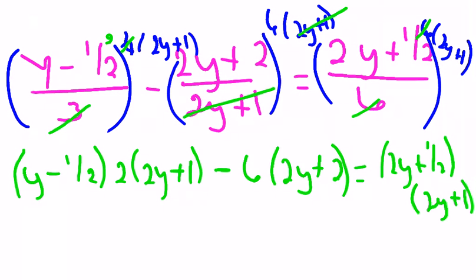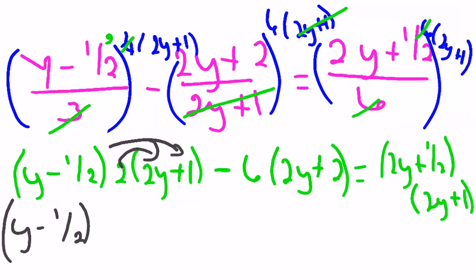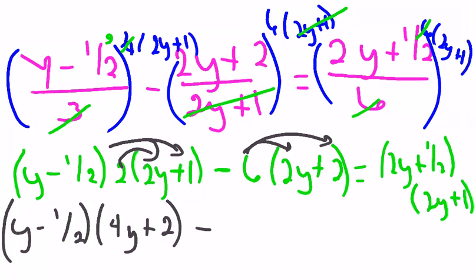Now, for a second, let's just go ahead and multiply these out. I'm going to multiply this 2 through real quick. So we have y minus 1/2 times 4y plus 2. I'm going to multiply the 6 all the way through. So we have 12y plus 12, and then we have to FOIL this one.